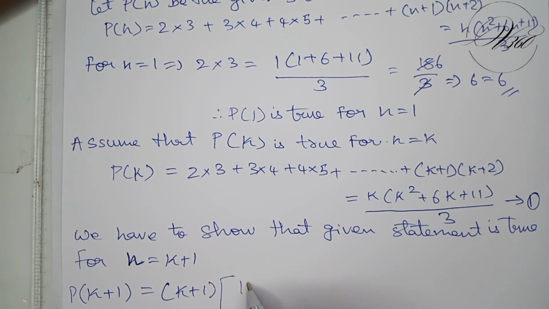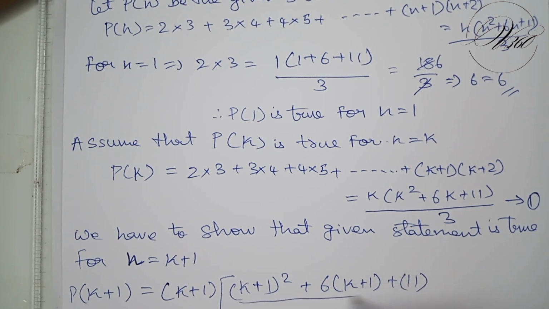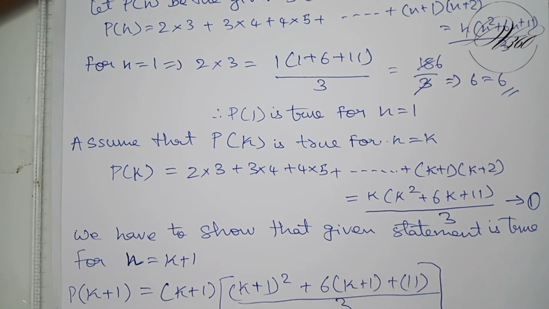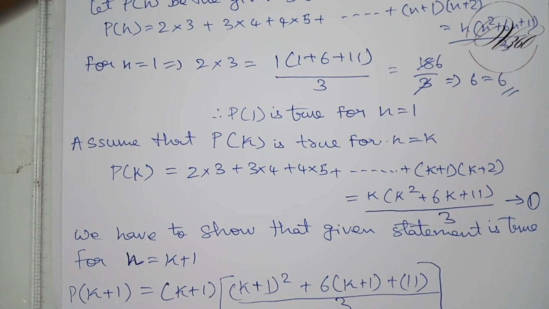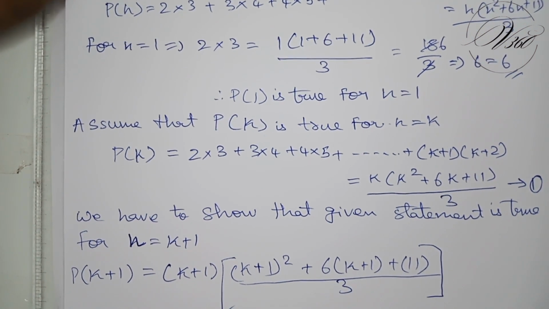of [(k plus 1) square plus 6(k plus 1) plus 11] by 3. Now here we'll get (k plus 1) of (k square plus 1 plus 2k plus 6k plus 6 plus 11) by 3. Now here we'll get the second equation. Wait a second, sorry for this.